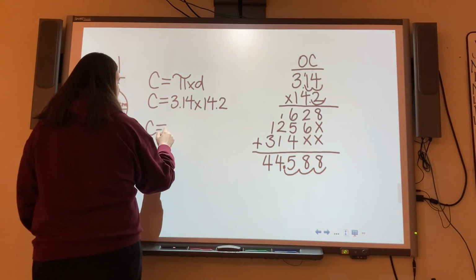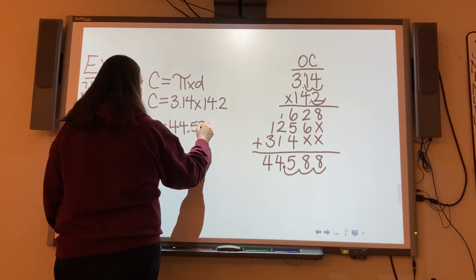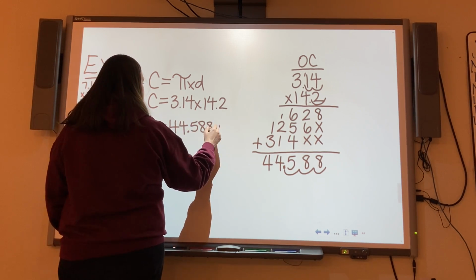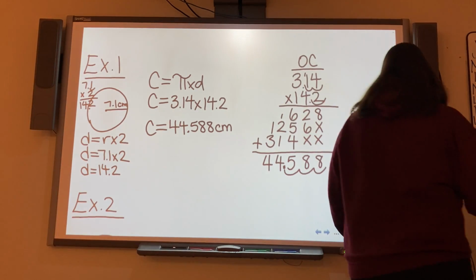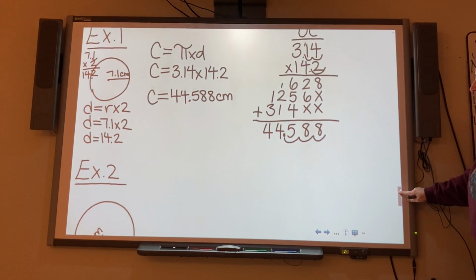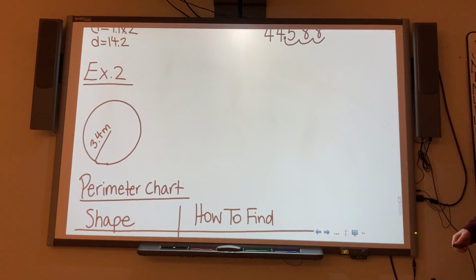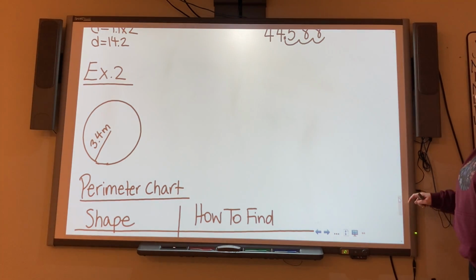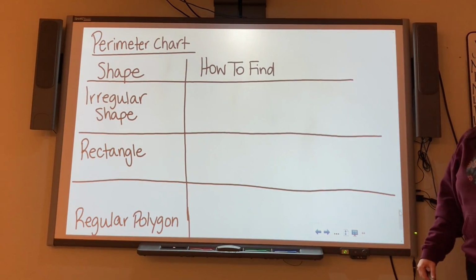So my circumference is 44.588 centimeters. So exactly like this one is example 2, which you're going to do tonight. You're going to need to find the diameter first and then do your circumference. All right, turn to the very last page and let's do our chart.